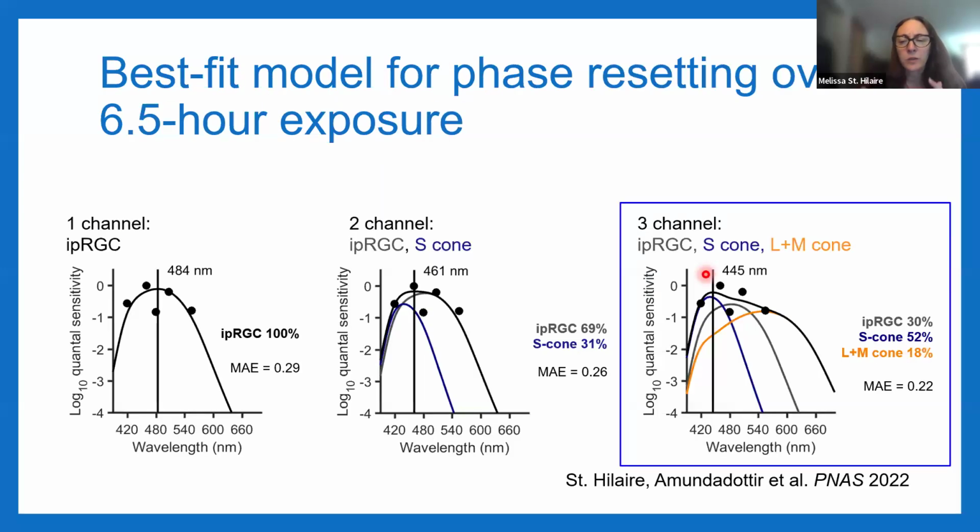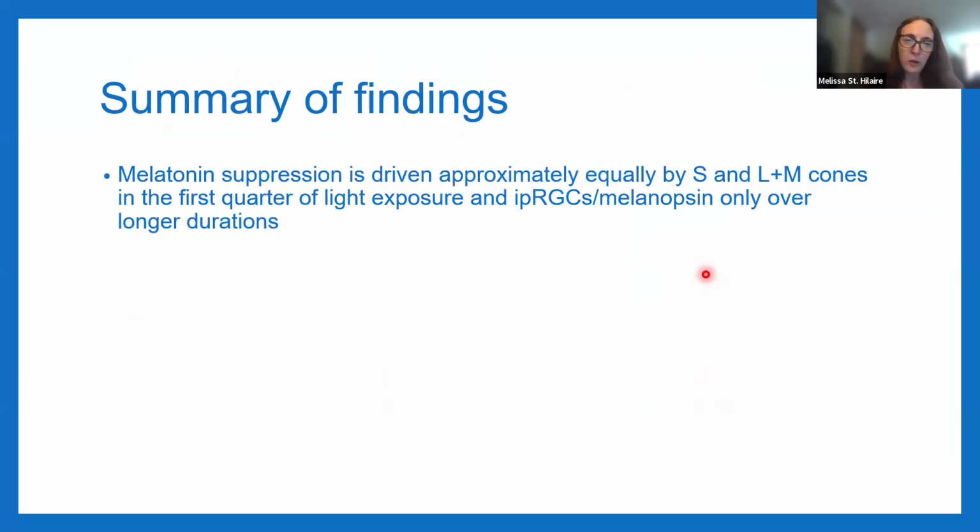So how do we summarize that? What I would say is that for melatonin suppression, we think that this is driven approximately equally by the S cones and the combination of L plus M cones, whether that's primarily M or primarily L. We can't delineate from this because we just don't have enough degrees of freedom to do that. So certainly over the first quarter of light exposure, we think that's primarily a cone-driven response. And then after that, we think that that's probably a primarily melanopsin response.